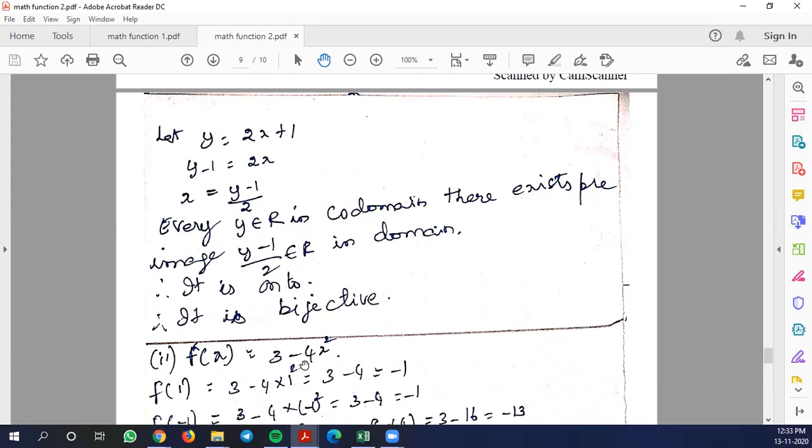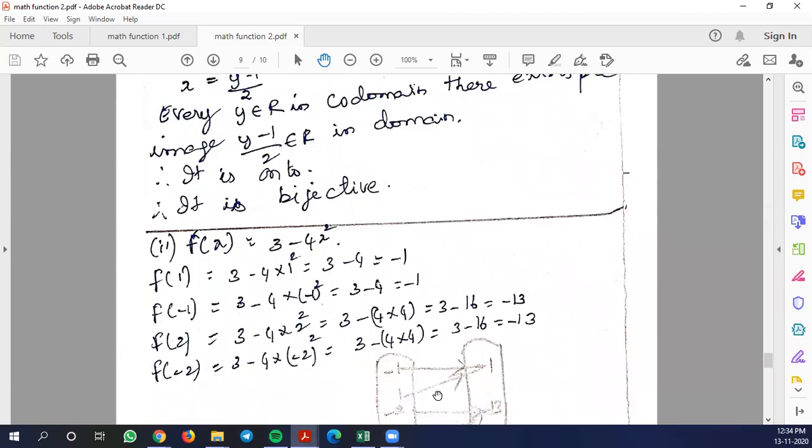Now the second sum, f of x is equal to 3 minus 4x square. So here f of 1 is equal to, what is f of 1? It is 3 minus 4 into 1 square. 1 square is 1, no? So 4 ones are 4. 3 minus 4, what is it? It is minus 1. Then, so we are taking some examples. Okay. So f of minus 1. What is f of minus 1? 3 minus 4 into minus 1 the whole square. Again, this minus into minus is plus. So 3 minus 4, it is minus 1.